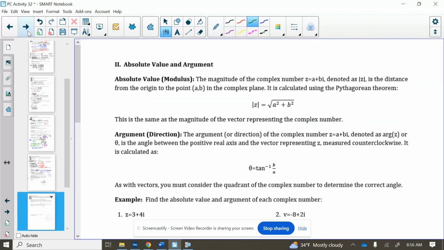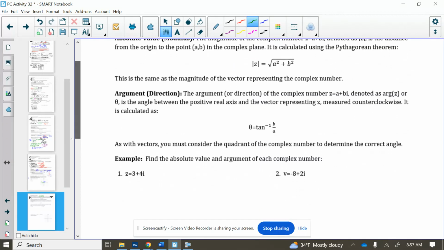On the next page, then, we talk about the absolute value and the argument. The absolute value, or sometimes you'll see this called the modulus, is basically the magnitude, aka the length, if you want to think of it that way, of our complex vector. And again, it is denoted similar to magnitude with an absolute value symbol. To show that distance from the origin to that point, you're essentially using your Pythagorean theorem. So again, think about the way that we calculated the magnitude of a vector, very similar in that regard.